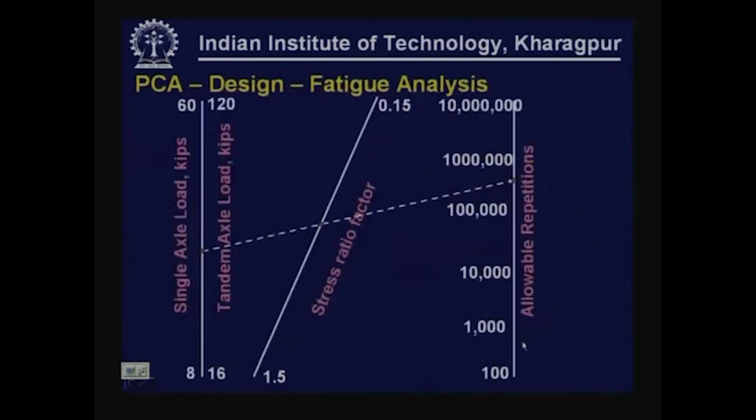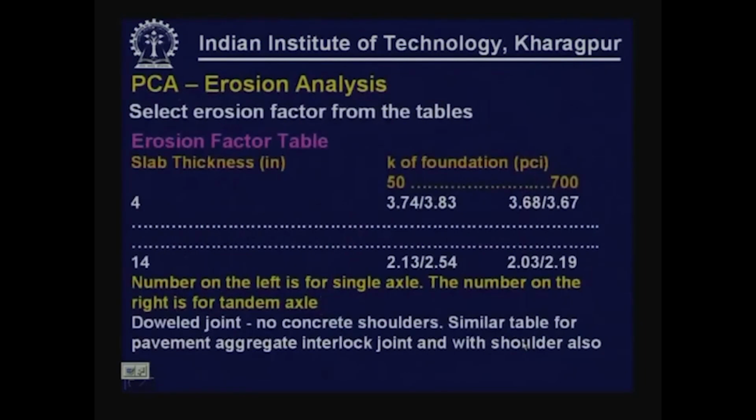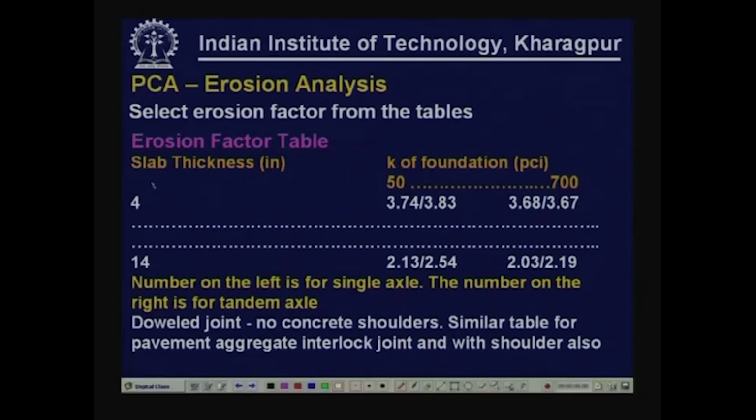Similar analysis can be done for erosion also. We have tables available in the PCA design procedure for finding out erosion factors. Again, these are a function of slab thickness and the K value of the foundation. Here also we have different erosion factors for single axle and tandem axle. You can see the tandem axle factors are larger than the values given for single axle, whereas in the case of stresses, the stress factors are more for single axle compared to the tandem axles.